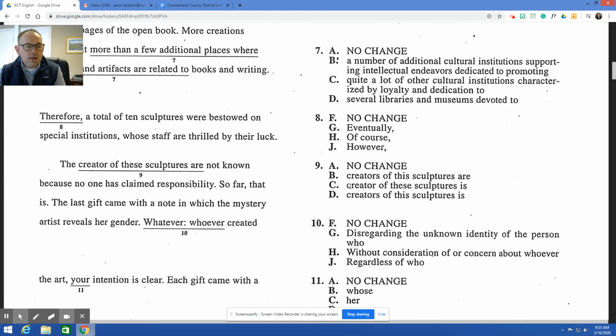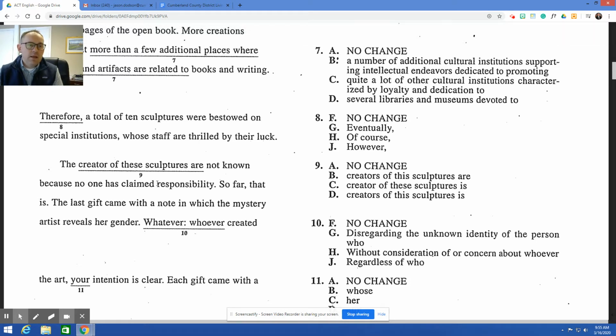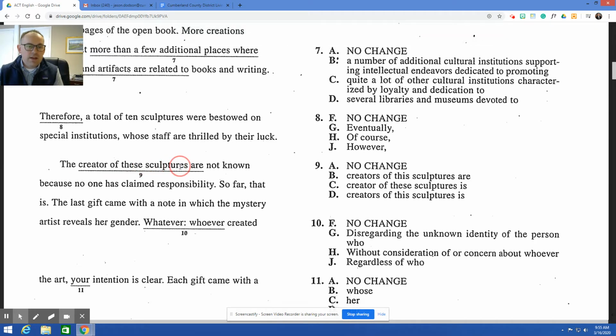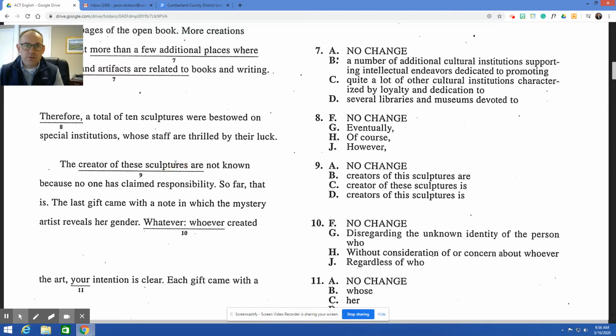Number 9, the creator of these sculptures are not known because no one has claimed responsibility. This question is subject-verb agreement. So if you look at this, the creator of these sculptures, it's very tempting to look at sculptures and say sculptures are. That would be correct. But hold on a minute. Sculptures is not the subject of the sentence. Sculptures is the object of the preposition of. So of these sculptures is what's called an intervening prepositional phrase.